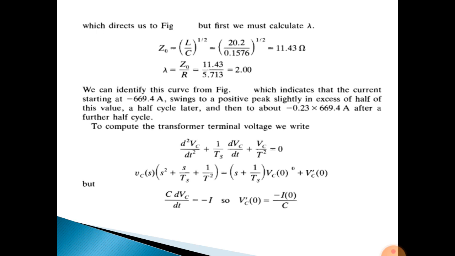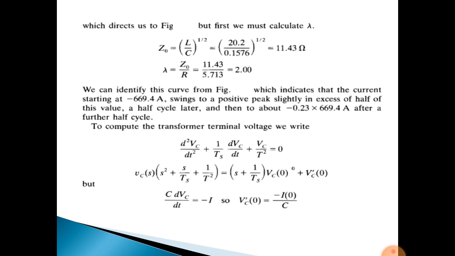Impedance Z0 is equal to square root of L by C. Substitute the values of L and C in the Z0 equation. Finally we get Z0 equal to 11.43 ohm. And next we find the value of lambda. Lambda is equal to Z0 by R. So finally the value of lambda is equal to 2.00.